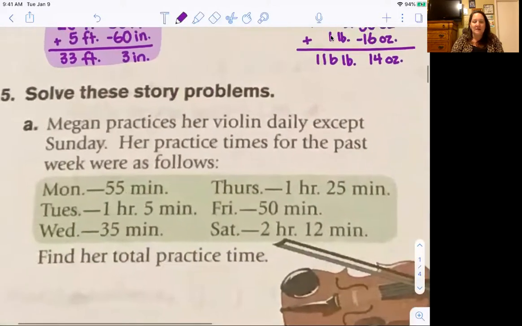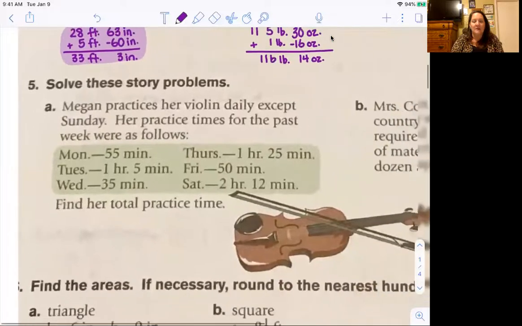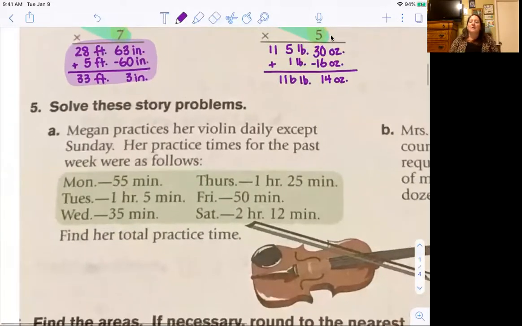Okay, some word problems here. Let's look. It says solve these story problems. Letter A. Megan practices her violin daily except Sunday. Her practice times for the past week were as follows. Monday, 55 minutes. Tuesday, 1 hour, 5 minutes. Wednesday, 35 minutes. Thursday, 1 hour, 25 minutes. Friday, 50 minutes. And Saturday, 2 hours, 12 minutes. Find her total practice time.